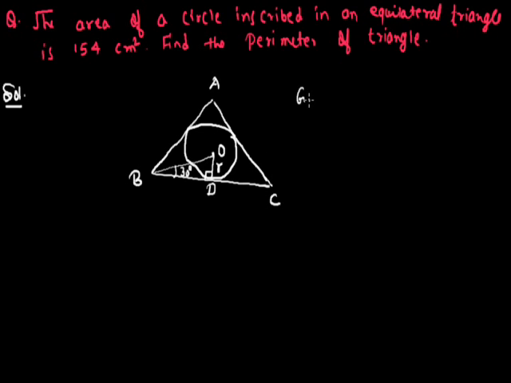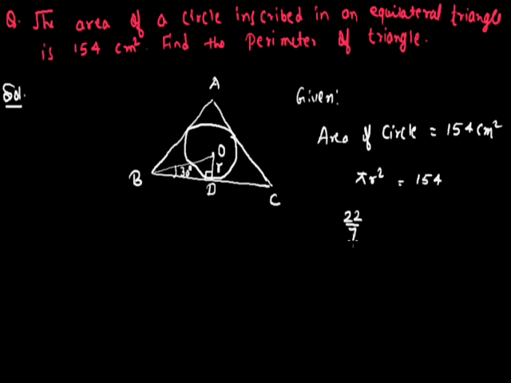Now given, area of circle is equal to 154 centimeter square. So pi r square is equal to 154. Now taking pi as 22/7, r square is equal to 7 into 7. So this will be equal to 49. So r equal to 7 centimeter. So this is the radius of the circle.